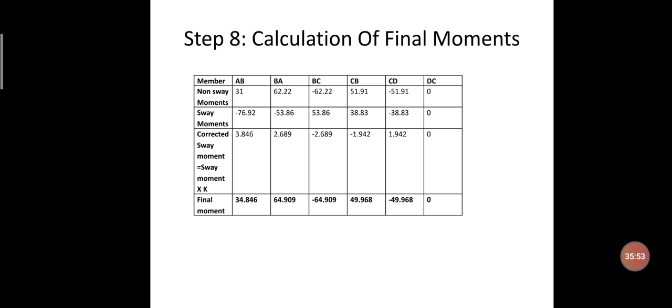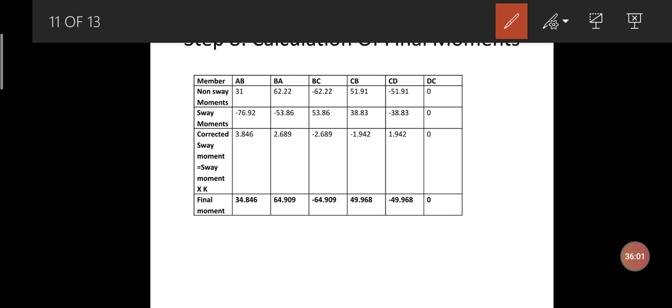So again, in order to determine the corrected sway moment, I have a table here, wherein first is the member, second is the non-sway moments which I have got in the first moment distribution table. Third one is the sway moments which I have got right now by using the moment distribution table and by assuming minus 100 as the initial moment. So corrected sway moment is nothing but sway moment multiplied by K. K is nothing but the sway correction factor which I have got from the previous slide, that is S by S dash, which is minus 0.05.